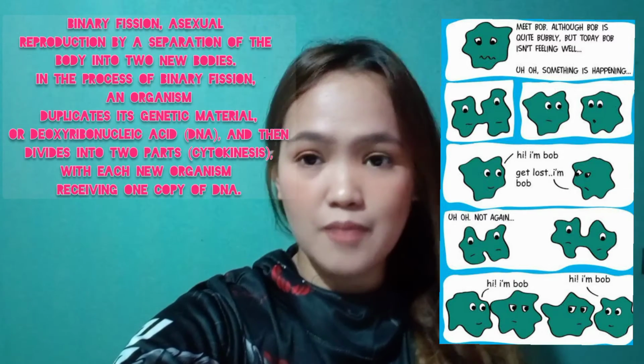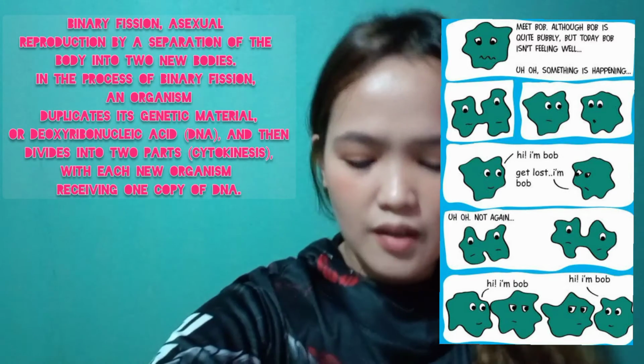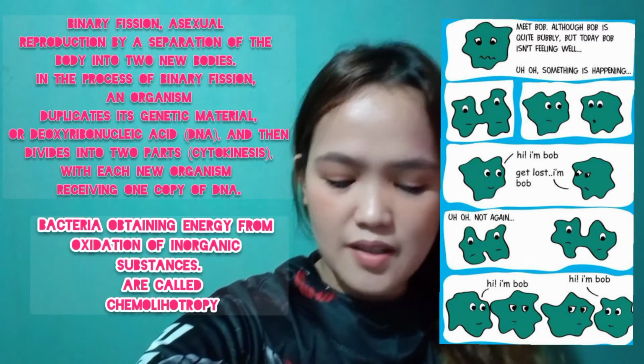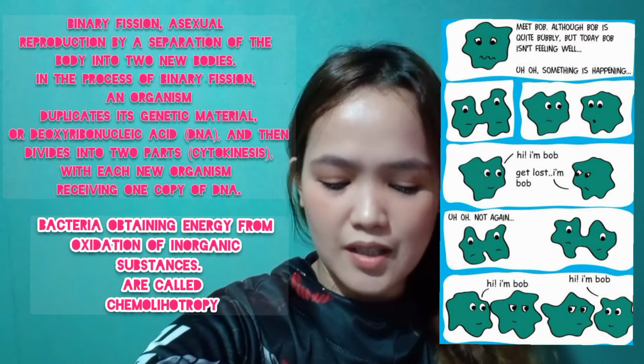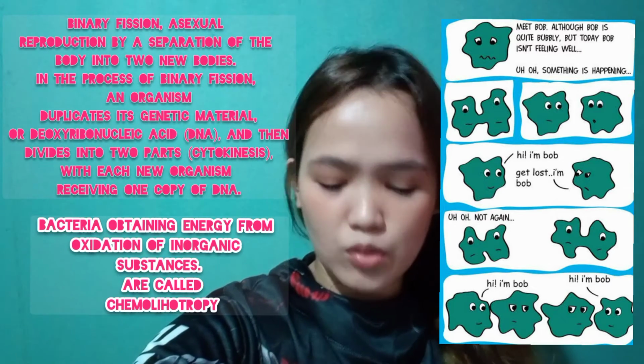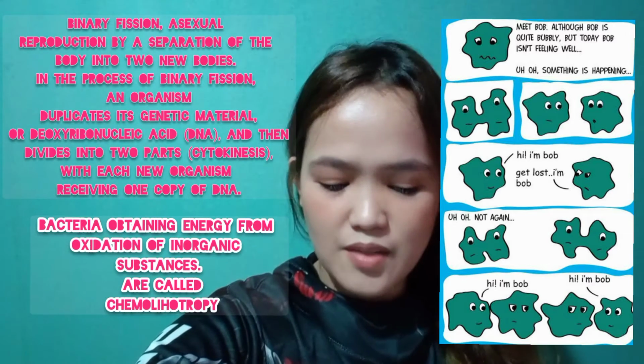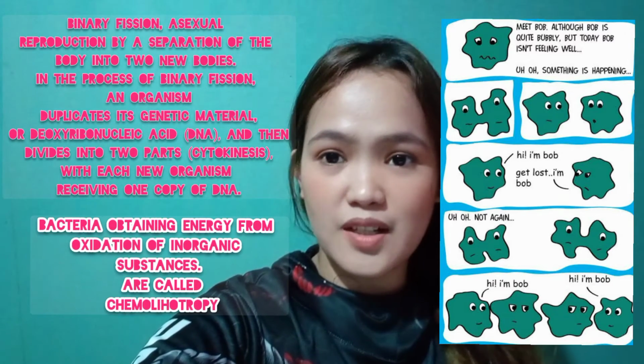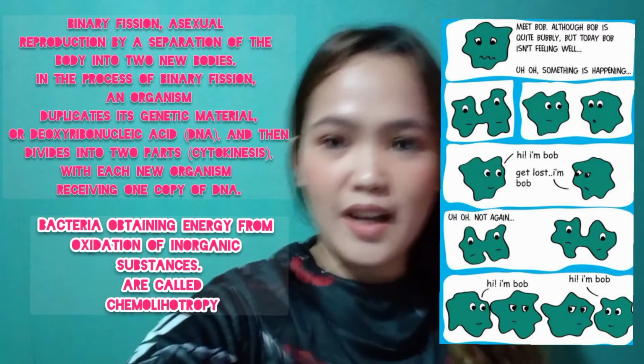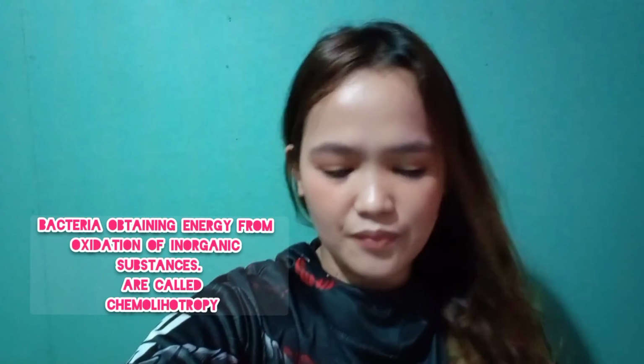In the process of binary fission, an organism duplicates its genetic material, which is the DNA, and then divides it into two parts through cytokinesis, with each new organism receiving one copy of the DNA.